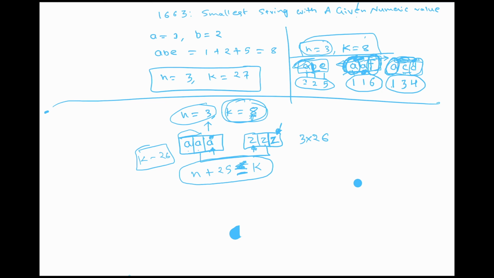But if n plus 25 is greater than k, it means we cannot put G in this particular position, because the overall value of the string is much higher than what we wanted it to be, right? We wanted it to be k, but it is much higher than k, so we cannot put it there. So we can approach this solution that way. I mean, there are many ways we can do that.